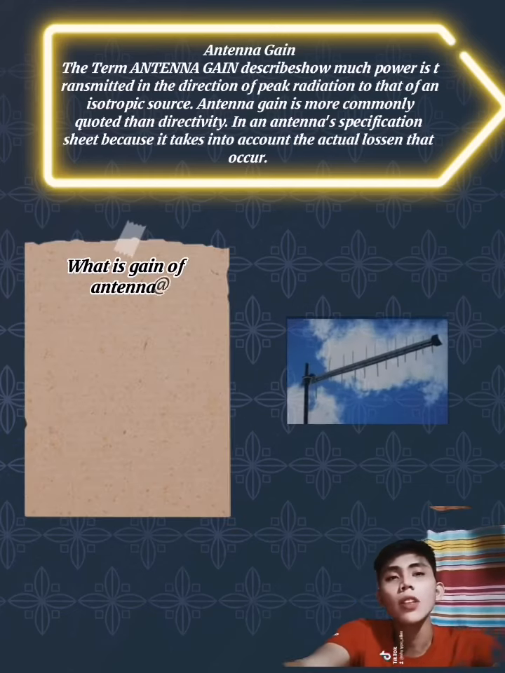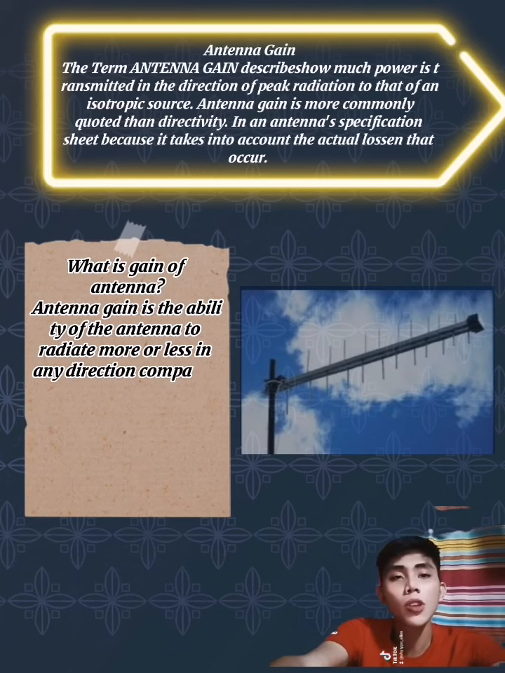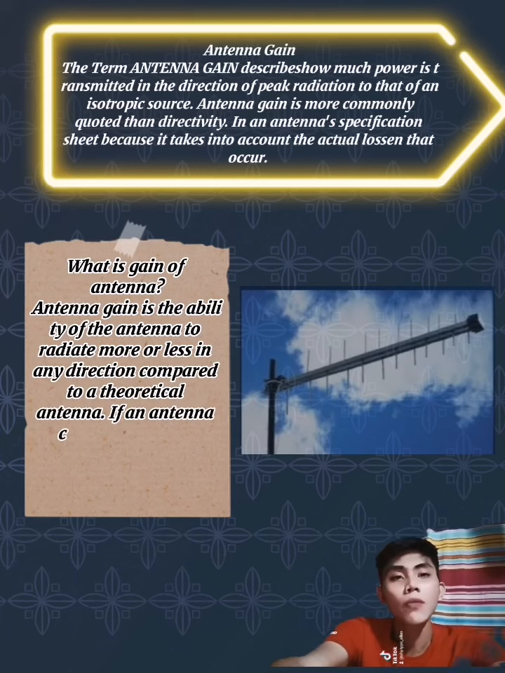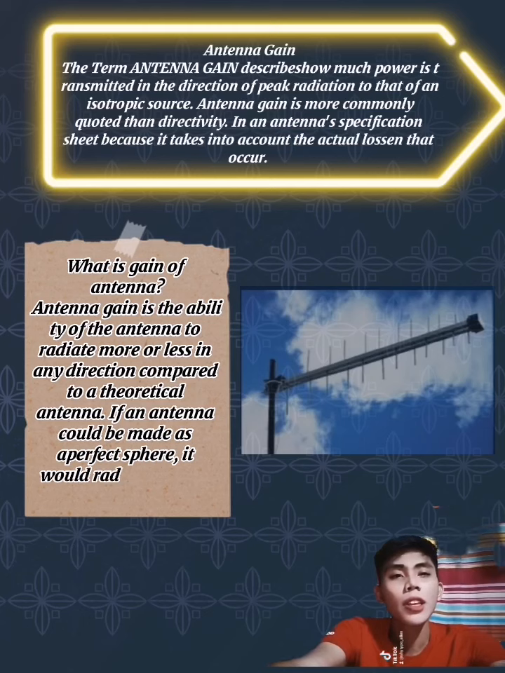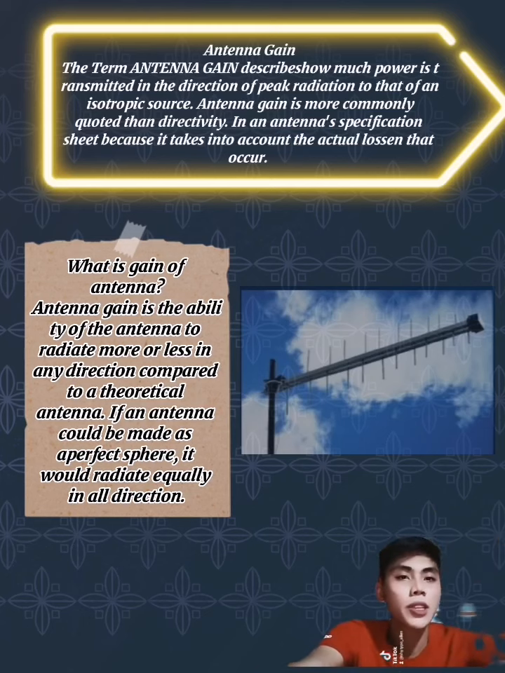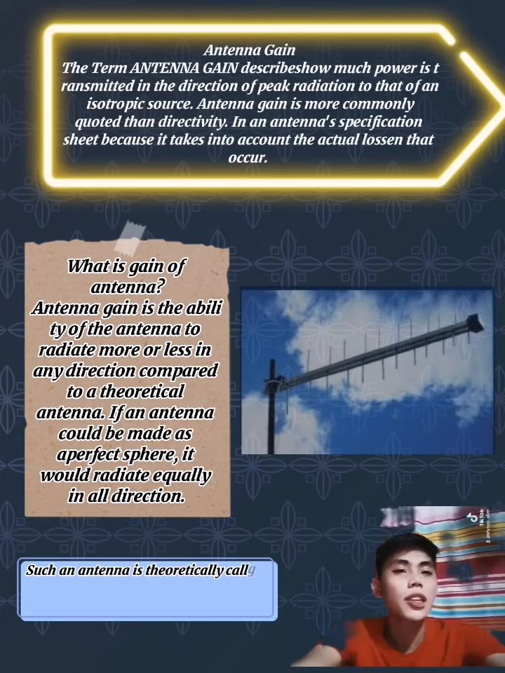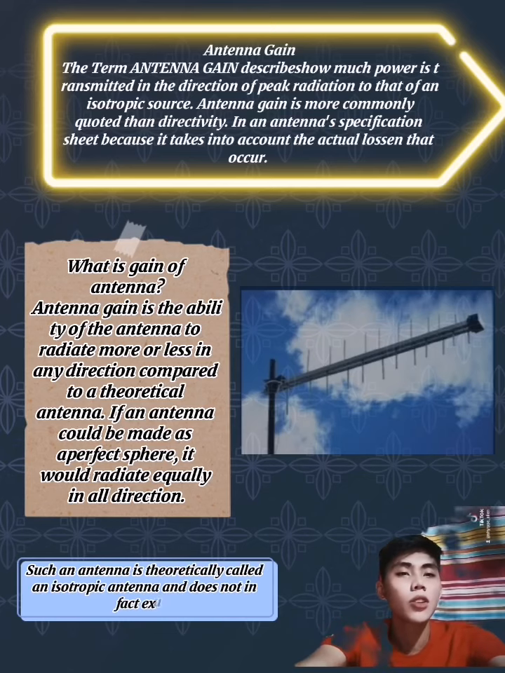What is gain of an antenna? Antenna gain is the ability of the antenna to radiate more or less in any direction compared to a theoretical antenna. If an antenna could be made as a perfect sphere, it would radiate equally in all directions. Such an antenna is theoretically called an isotropic antenna and does not in fact exist.